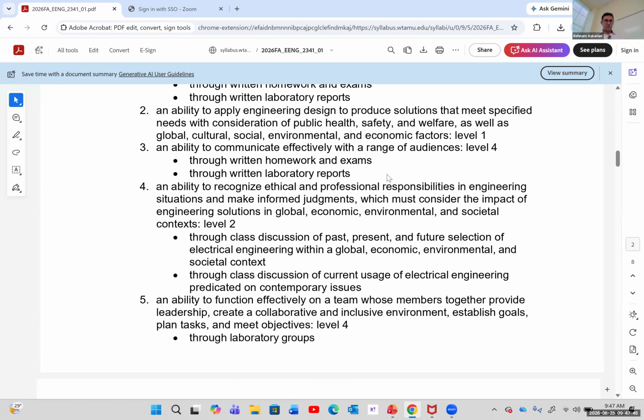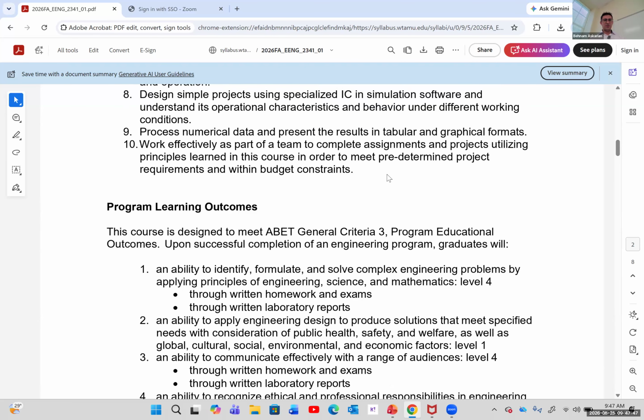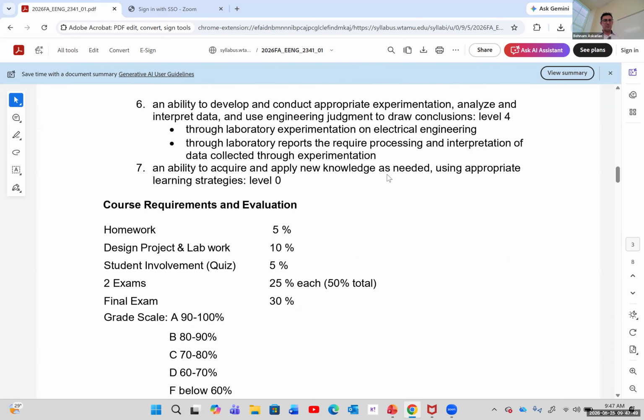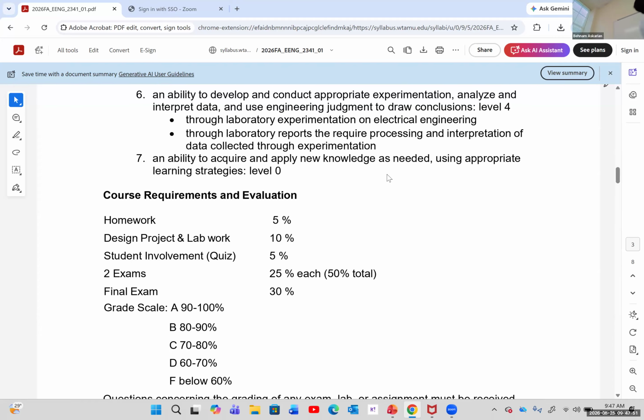Please read through the course learning outcomes and so on. You would find some useful materials over there. I'm just going to go through the important parts: some course requirements and the evaluation of this course.